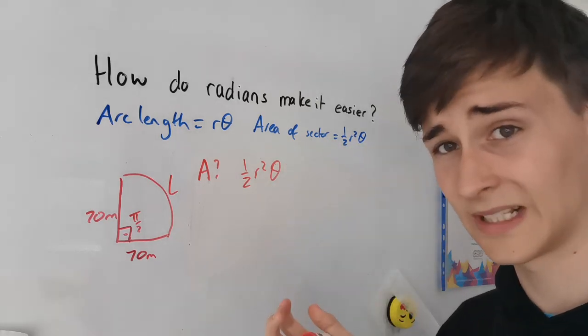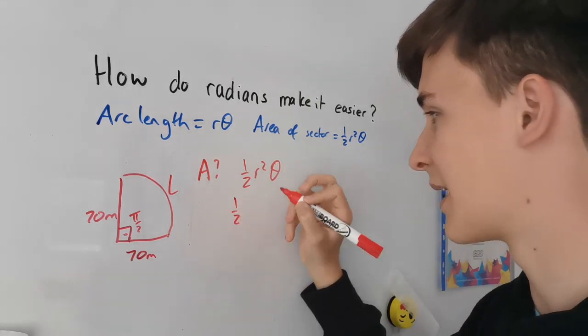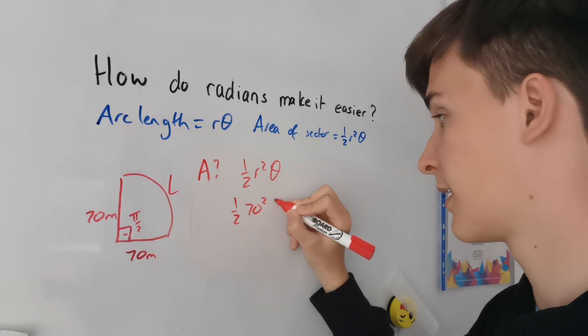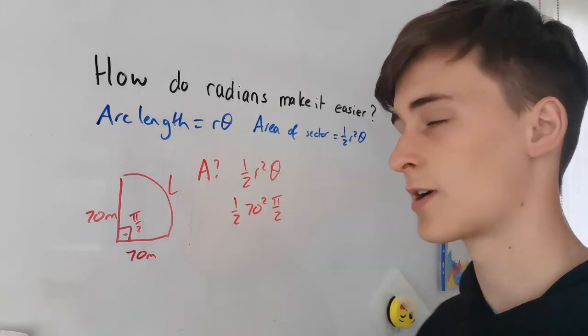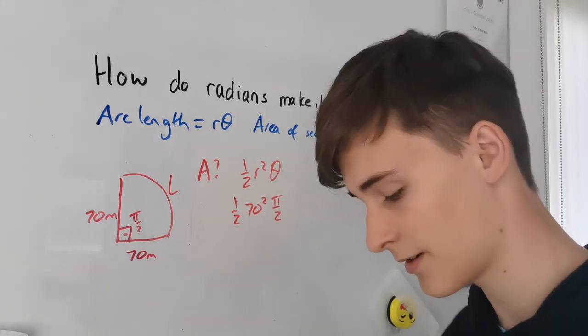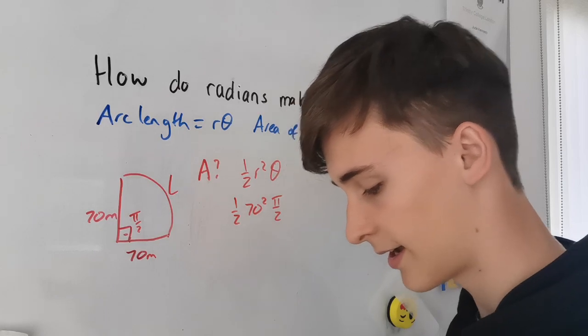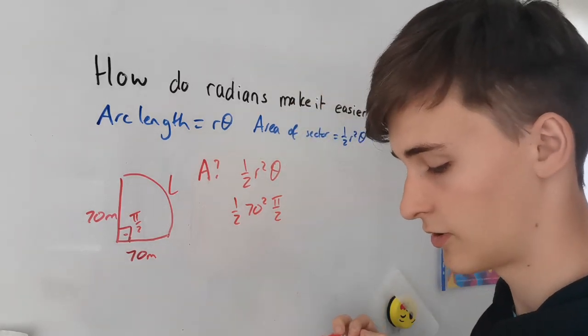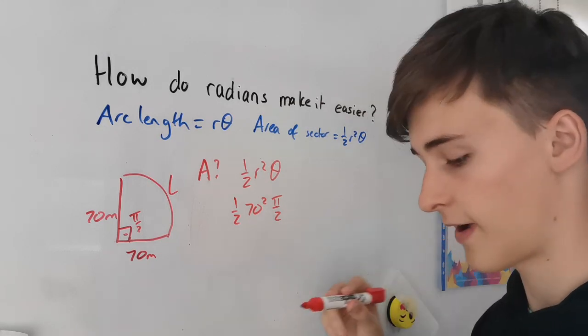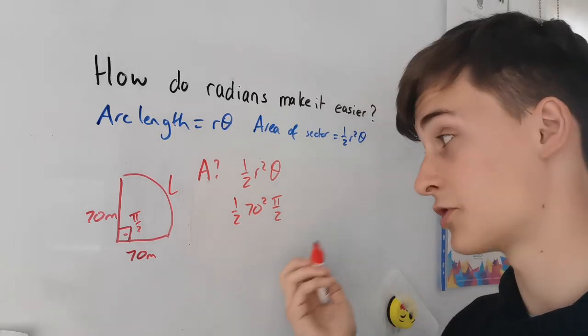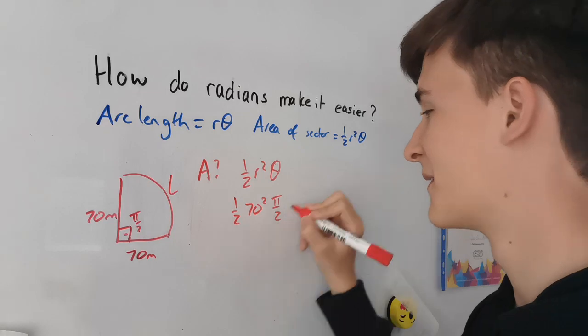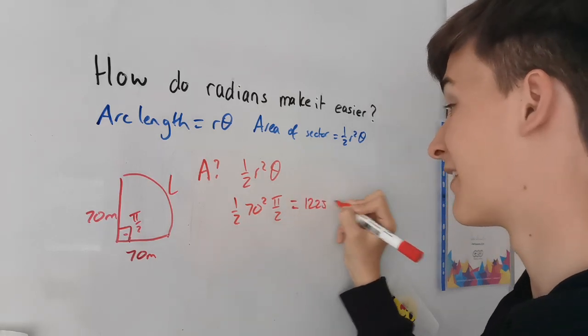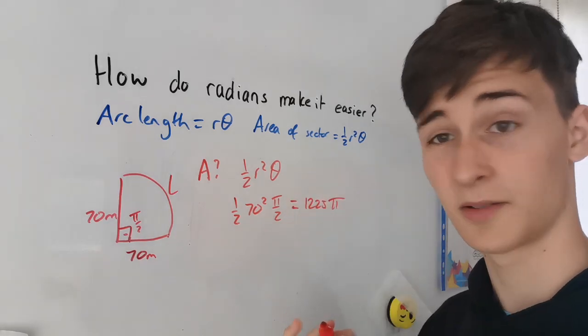The area, using our new formula, half r squared theta. Well, let's do it. Half times r squared, 70 squared, times pi over 2. 70 squared is going to be 4900. Half of 4900 is 2450. Divide it by 2 again, and you get 1225. So it's going to equal 1225 pi, which is your answer.